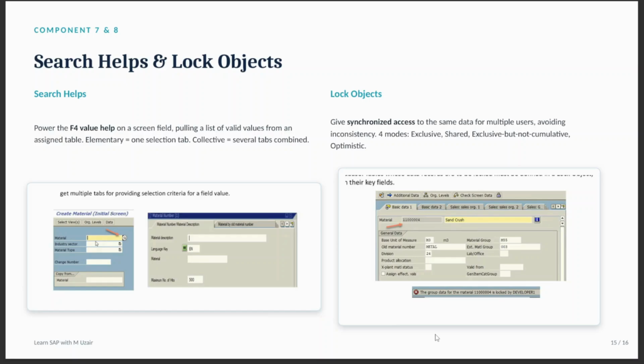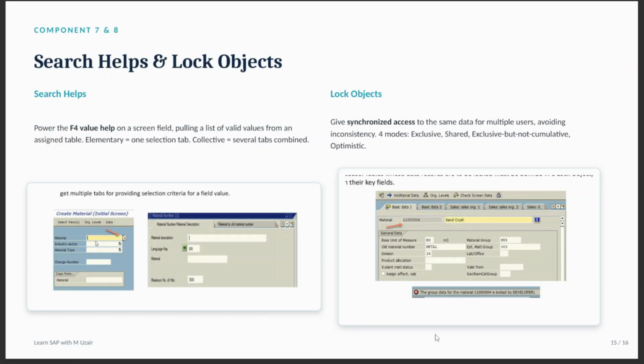Then we have lock objects. Whenever two users try to touch the same record at the same time, SAP needs a way to avoid conflicts. That's what a lock object does. Notice the screenshot. It's telling us material 114 is locked by another user, developer 1. Behind the scenes, a lock request goes to the enqueue server, gets registered in the lock table, and only then does the program access the database.